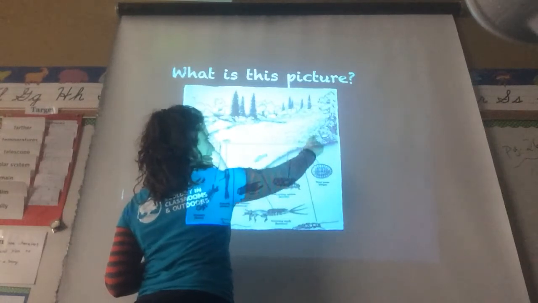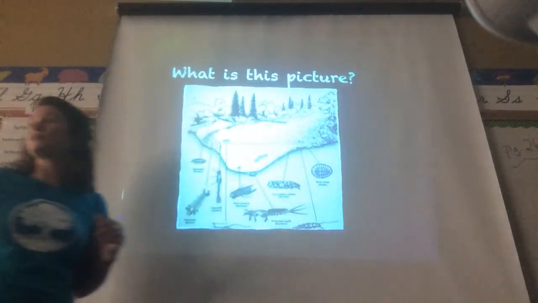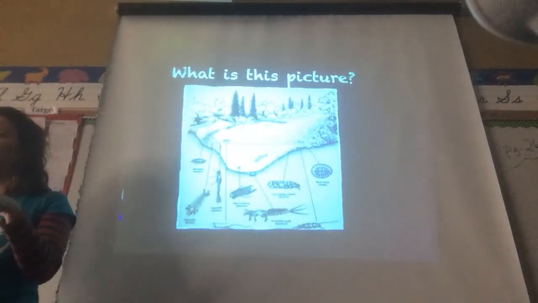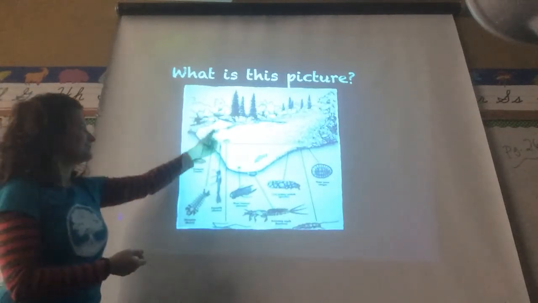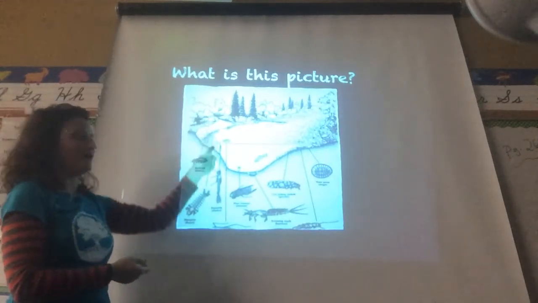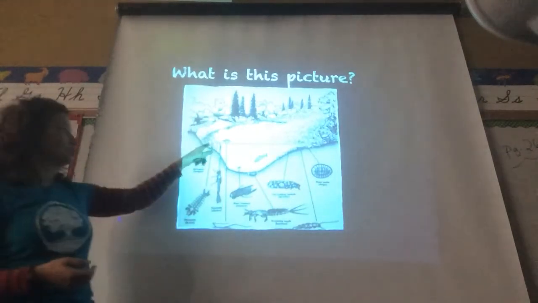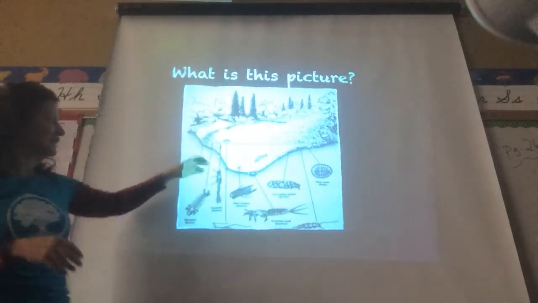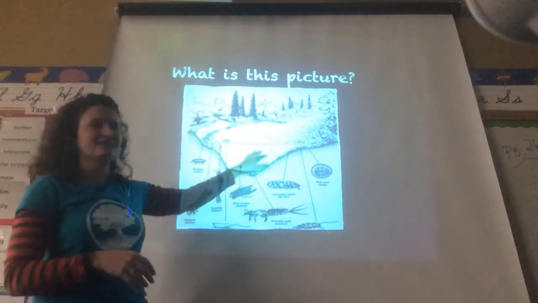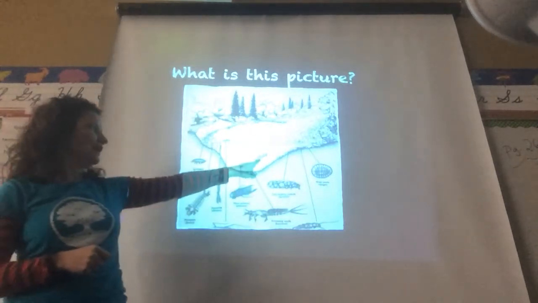So talk to me about this part of the stream. What do you find in that part of the stream? What are these little things? Rocks. That's the rocky part, right? Is it deep or shallow? Shallow. Okay. What about this part of the stream? What's growing up out of the water there? Grass, water plants, right? Is it deep or shallow? Relatively shallow. And then down in here, is that the deep part? Okay.